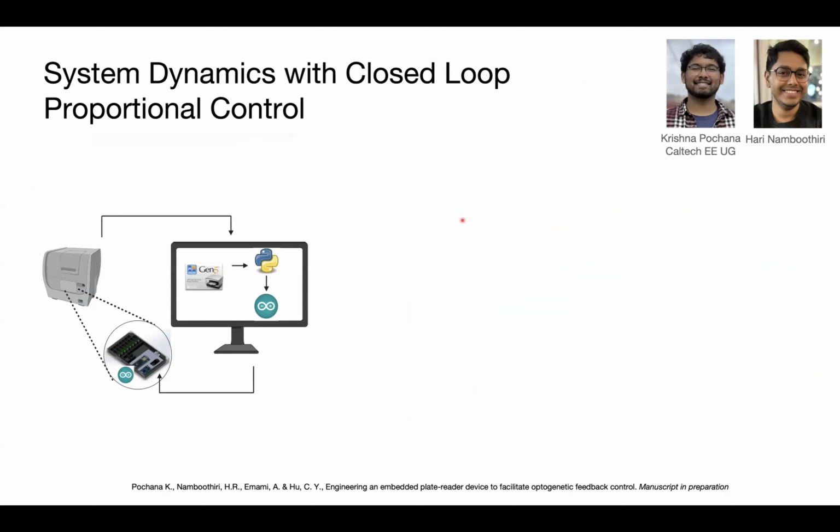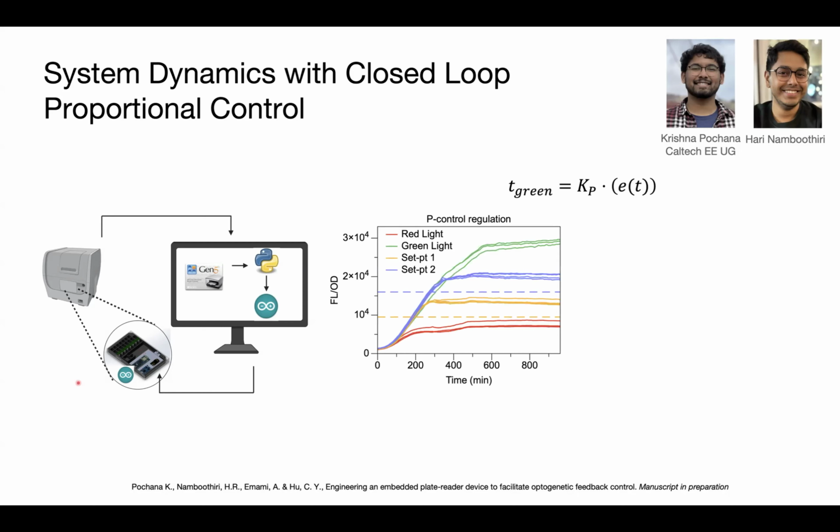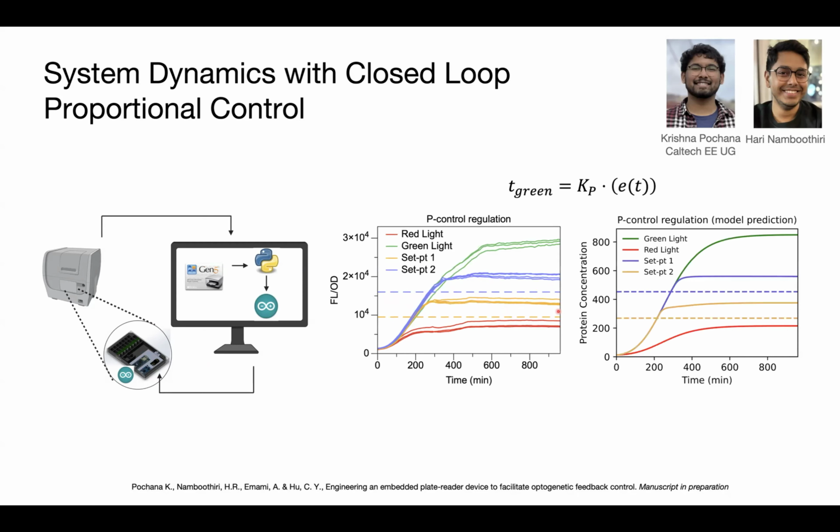Then the idea is that we put this plate into the plate reader, and the signal gets read by Gen5. There's Python code that reads it every time it updates, and then it tells the Arduino. The Arduino links with the plate, and then they adjust the LED light. The first thing we did was a proportional control, and we set two set points, the purple one and the orange one. We saw that consistently it misses the set point and has an offset. And this is actually captured by our model as well.